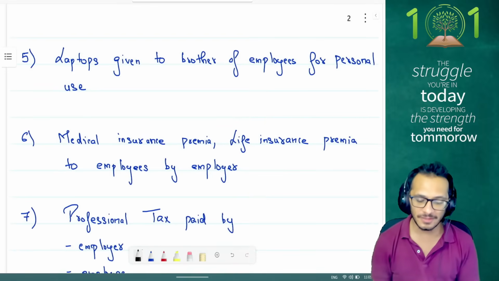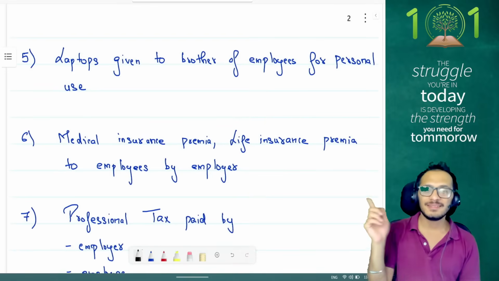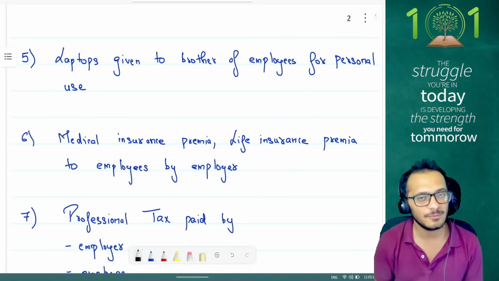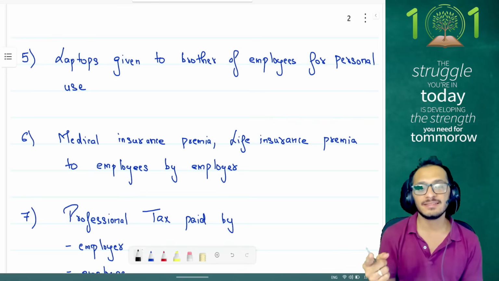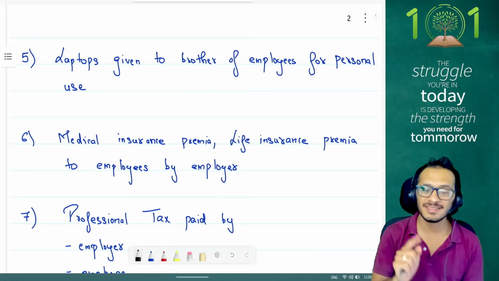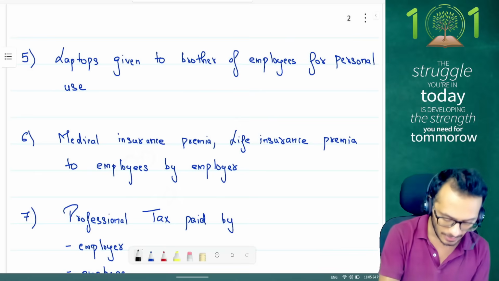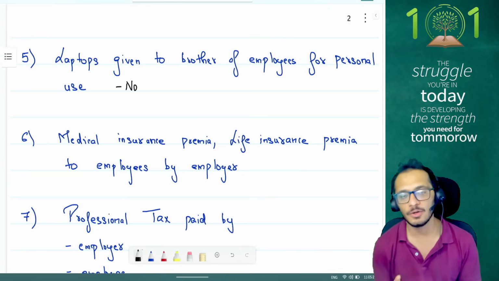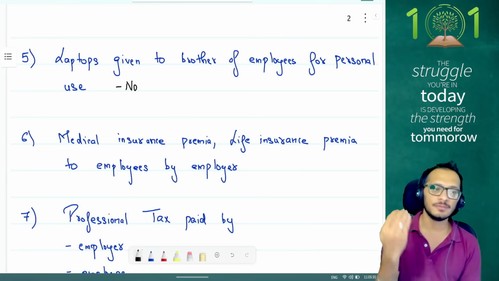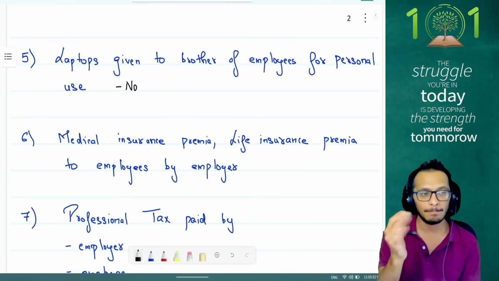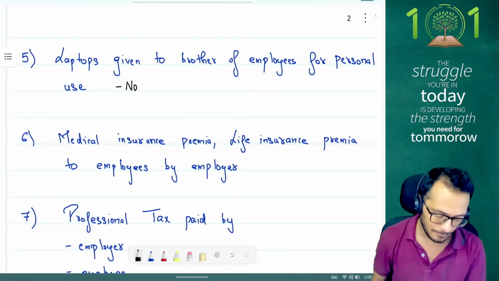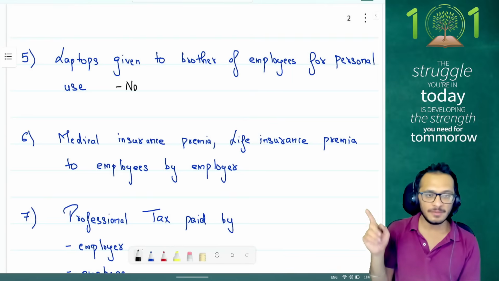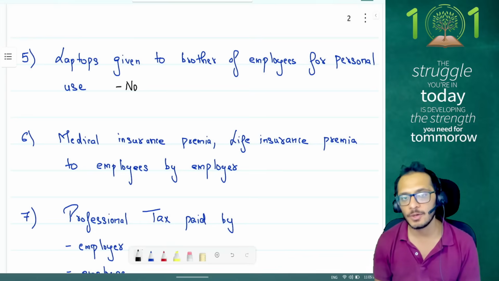Five, laptops given to brother of employees for personal use. People, in the salaries chapter, you would have got a question in the exam which says an employee's brother has received a laptop from the company for personal usage. Is it going to be taxable? The answer is no. Income tax says laptops given to employees are fully exempted whether it is for business or personal use. It does not matter. Fully exempted.